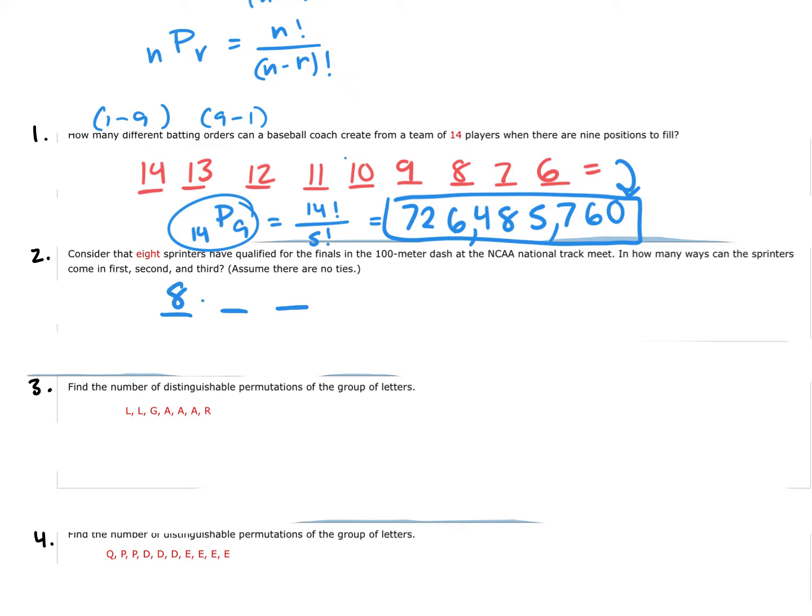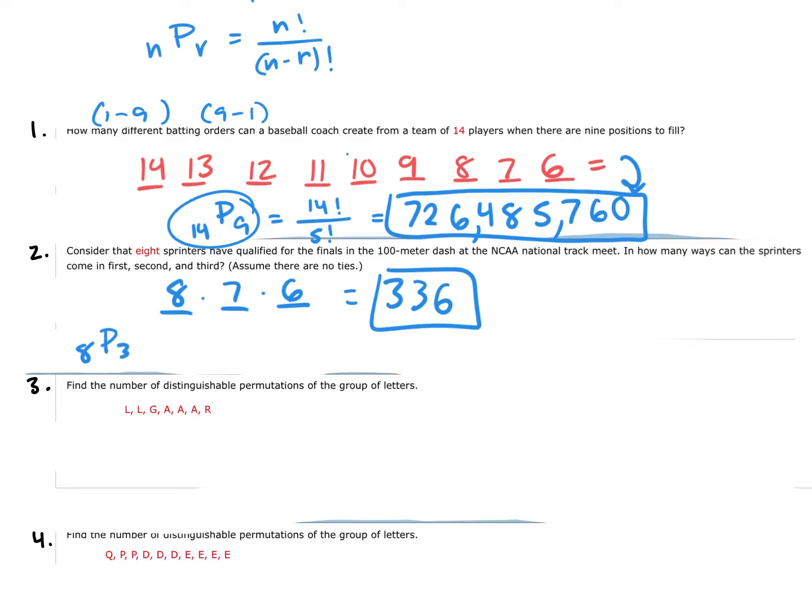So it would be 8 times 7 times 6. So again, you could do it this way. Or it's also a permutation, so you could do 8 pick 3. And you'll get the same answer. So 8 times 7 times 6, 336.